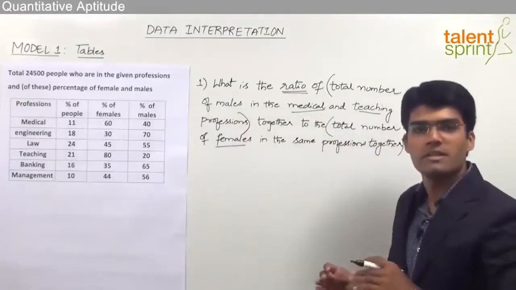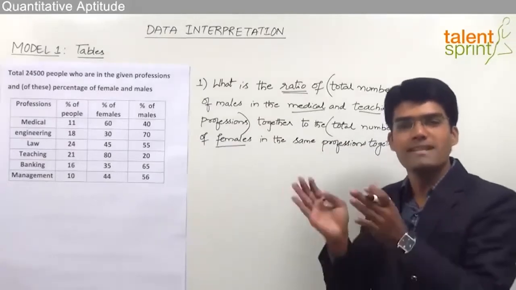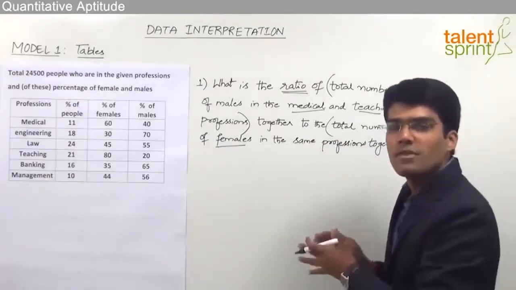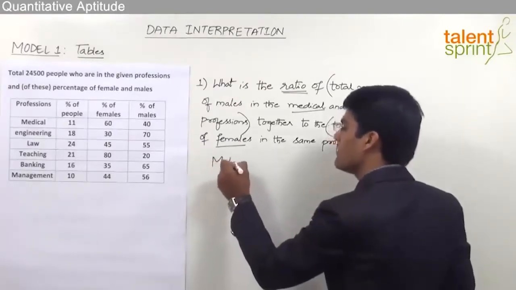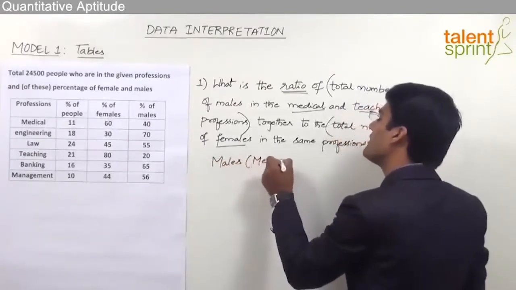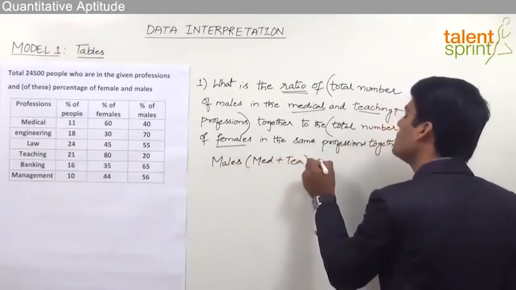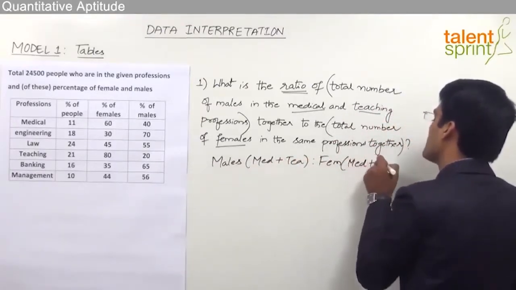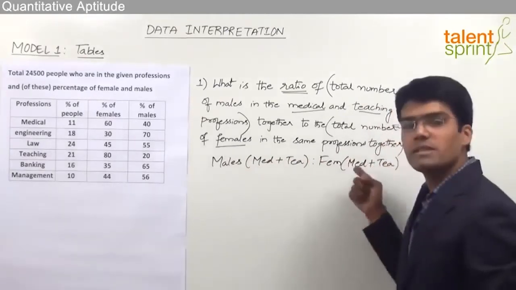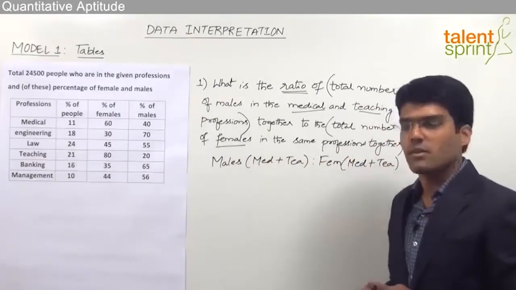So this ratio here is with respect to males and females. Males in medical and teaching together is to females in medical and teaching together. So we can say that the answer should be the number of males in medical plus teaching is to the number of females in medical plus teaching. So let us find out each of these values and see what the answer for this question is.